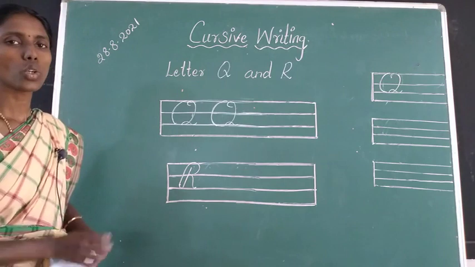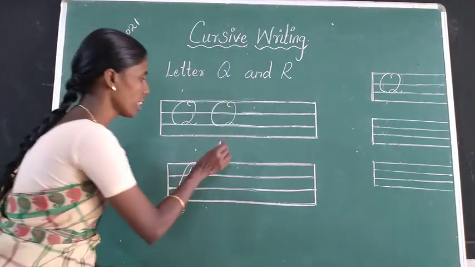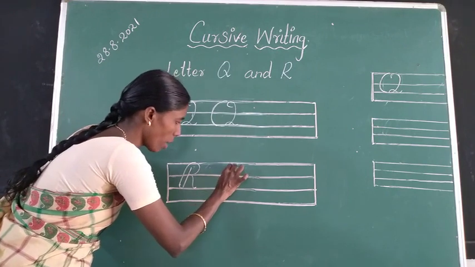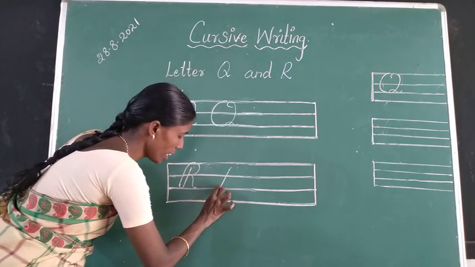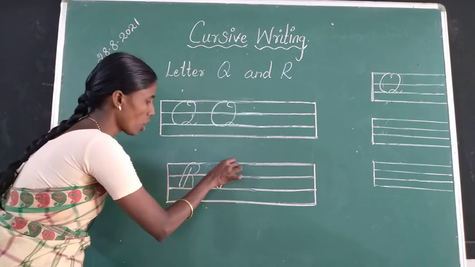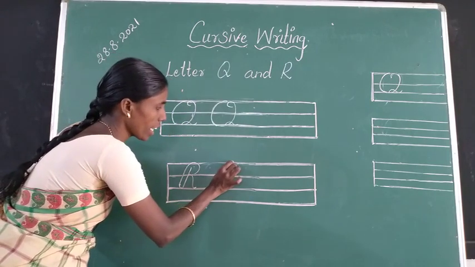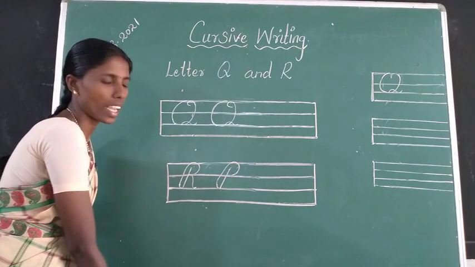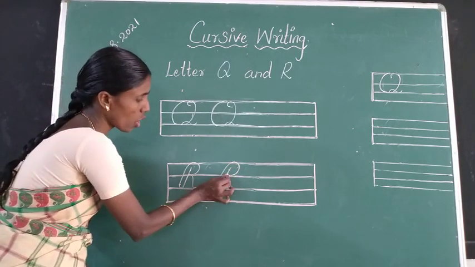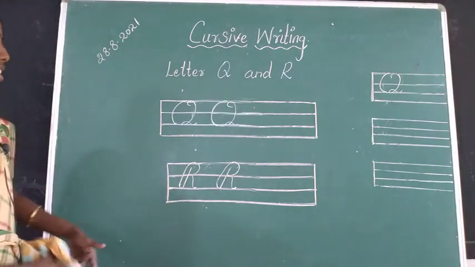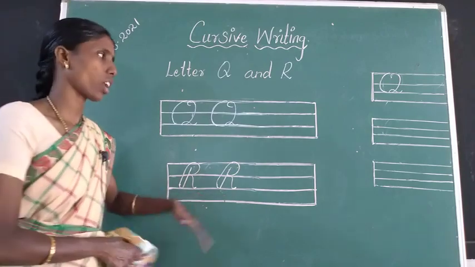First of all, you put a pencil point in between the first and the second line. Then come down with slant line. Then turn it and go up with the slant line till top line and make a right curve till second line and draw a curve line till third line. Okay, this is capital letter R.